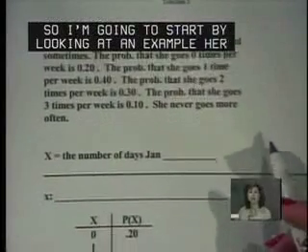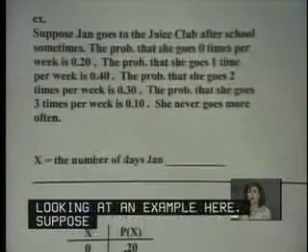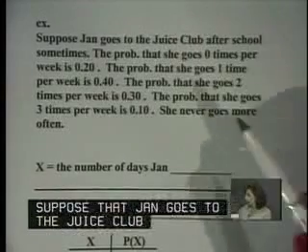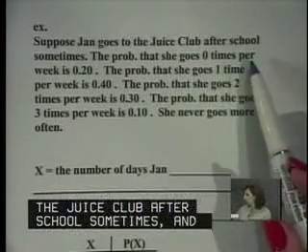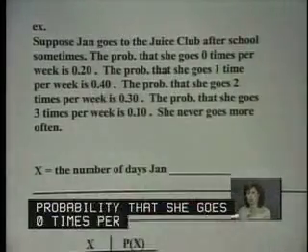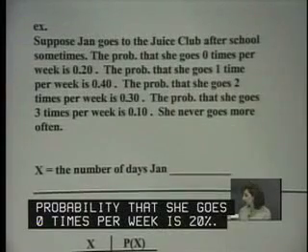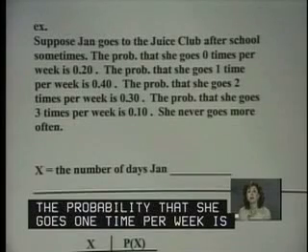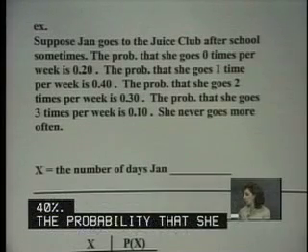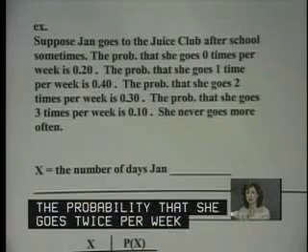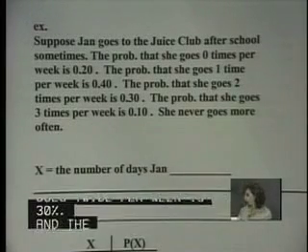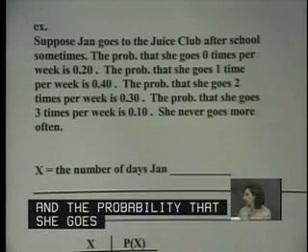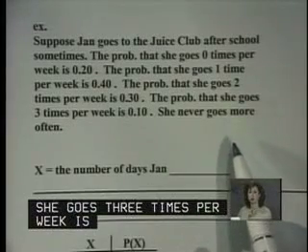Suppose that Jan goes to the juice club after school sometimes, and the probability that she goes 0 times per week is 20%. The probability that she goes 1 time per week is 40%. The probability that she goes twice per week is 30%. And the probability that she goes 3 times per week is 10%. She never goes more often.